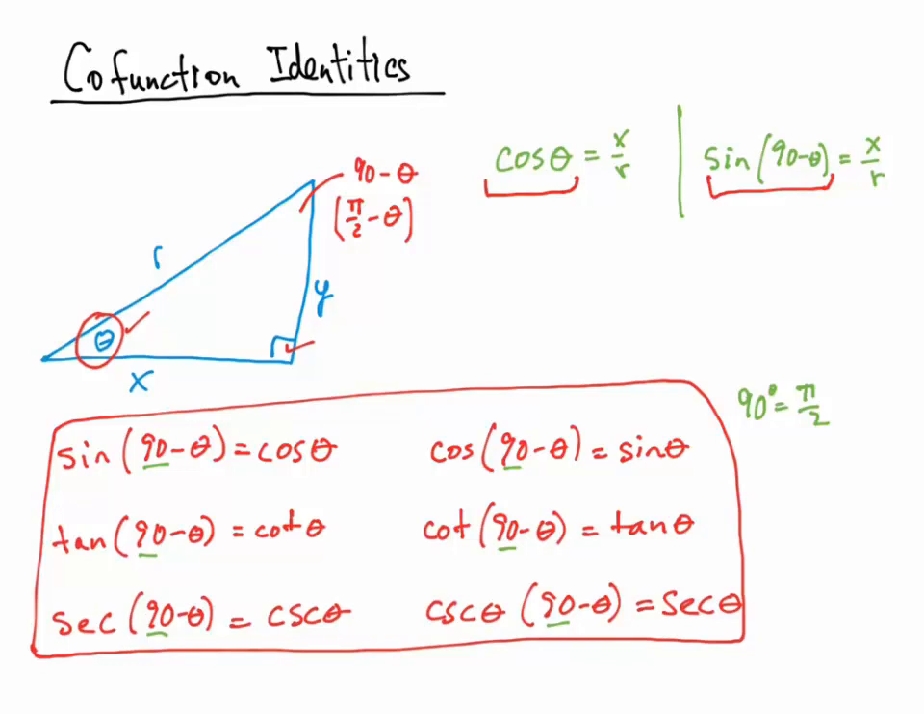A second way that we can think about these cofunction identities is just using the sum or difference formula. So let's take this first one, cosine of 90 minus theta equals sine theta. I'm going to write it in radians this time. So let's prove this. Well, cosine of pi over 2 minus theta, if I write that as a difference, that's going to be cosine pi over 2 times sine theta.